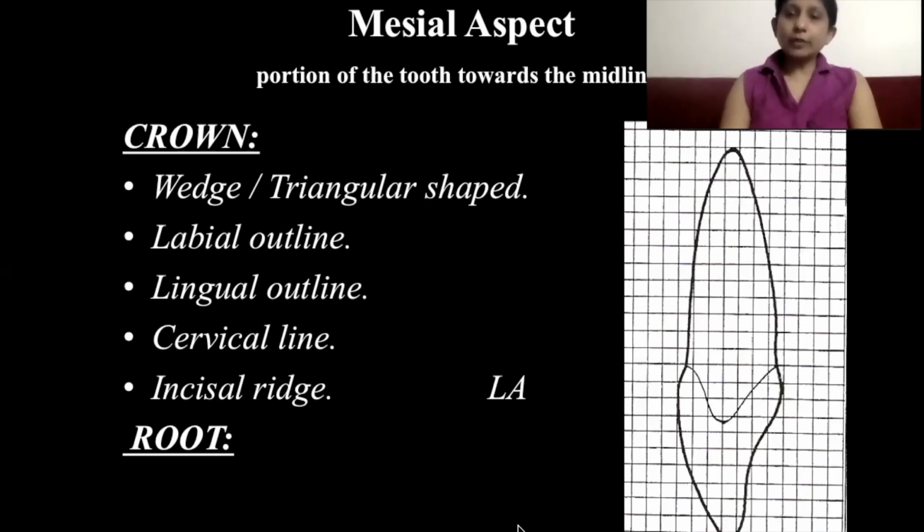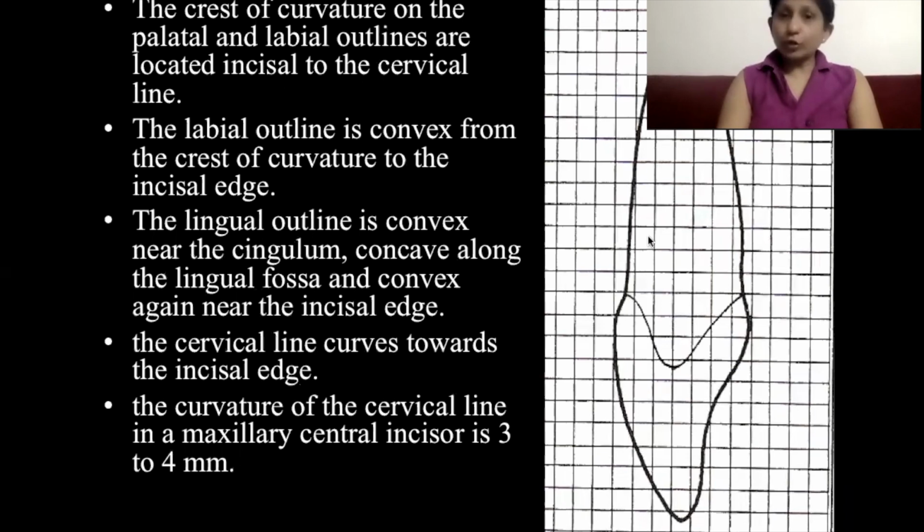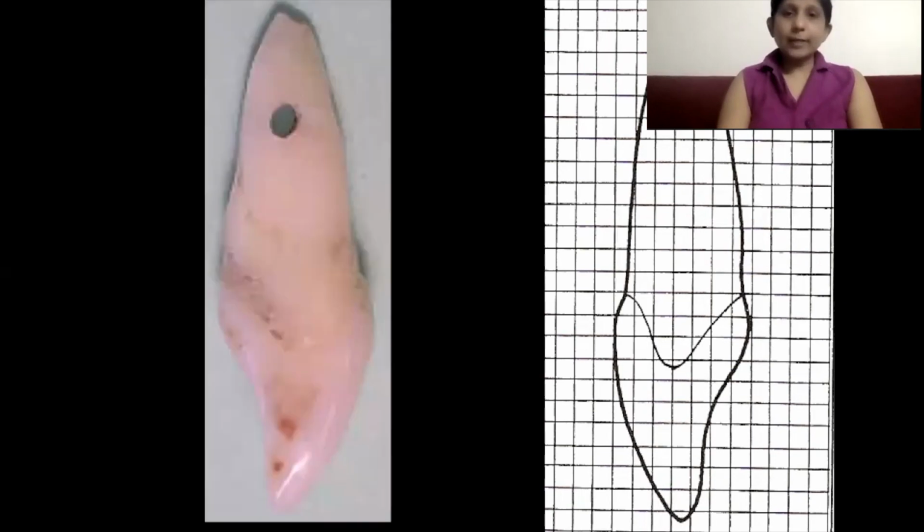So that's about the mesial aspect. Also, if you draw a straight line which bisects the root, it will correctly go on to bisect the crown. That means the long axis of the tooth on the mesial aspect will actually bisect the crown and the root similarly. So that's a picture of the mesial aspect.